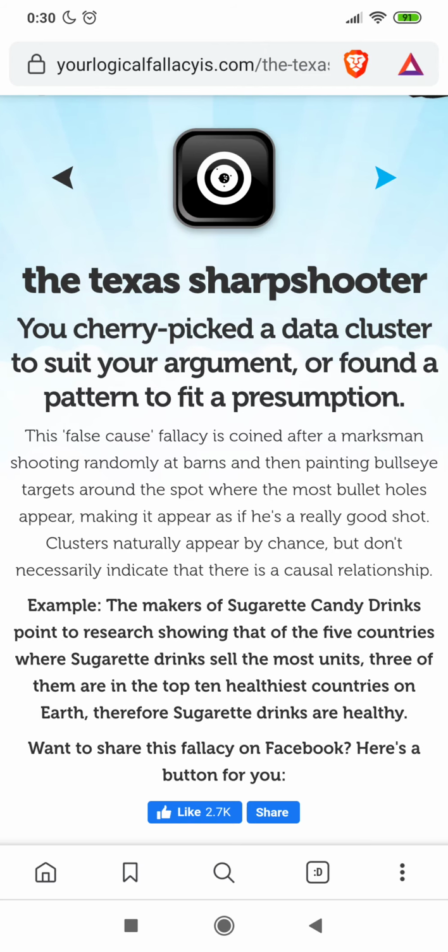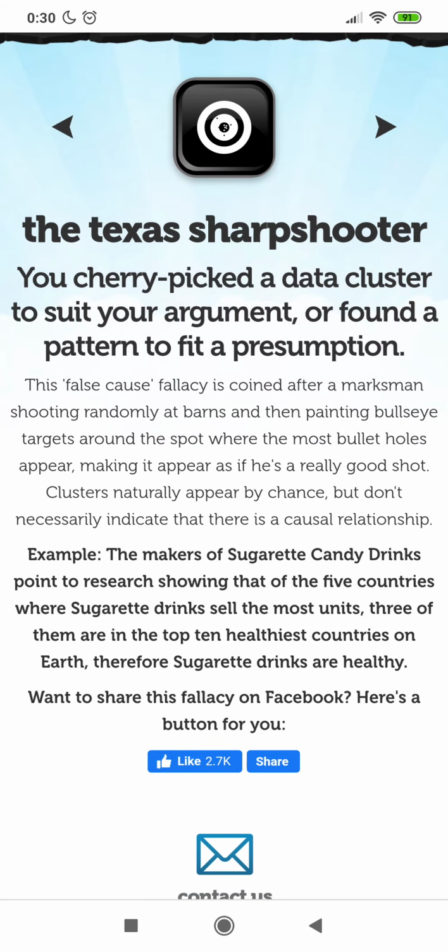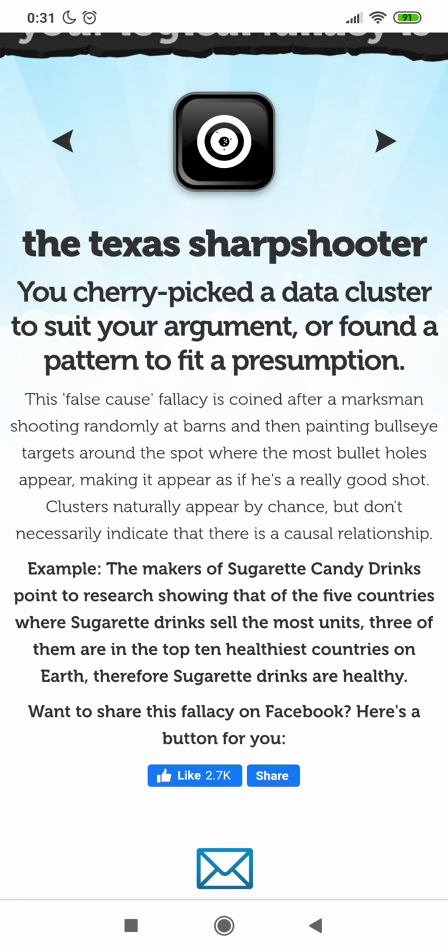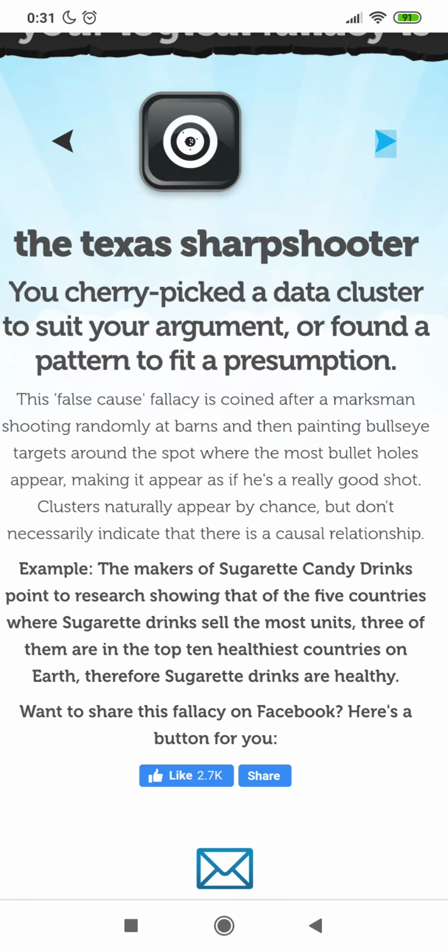Example: the makers of Sugarette candy drinks point to research showing that of the 5 countries where Sugarette drink sells the most units, 3 of them are in the top 10 healthiest countries on earth. Therefore, Sugarette drinks are healthy. Confirmation bias. Texas sharpshooter.